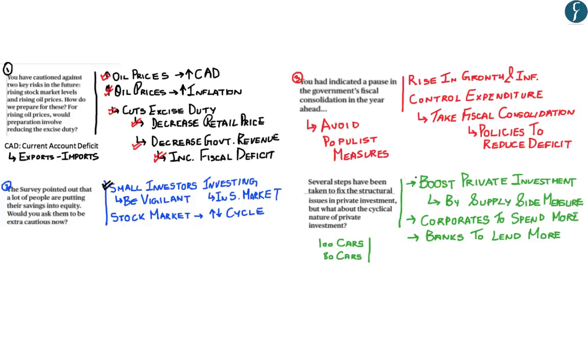So hopefully up till here you have understood that the recommendation to boost private investment can be done through three steps. First is by improving the supply side measure. Second is by asking corporates to spend more in the Indian economy. And third is to ensure that banks lend more. And these three steps would help in increasing the private participation and boost private investment. Now hopefully up till here you have understood the four questions that have been asked in this article, and you also understand the reply that the chief economic advisor has given to them.